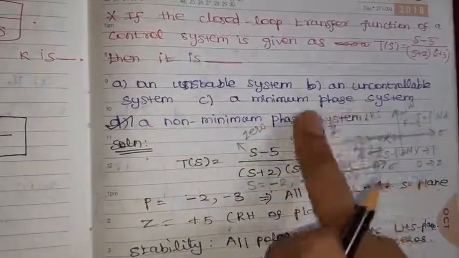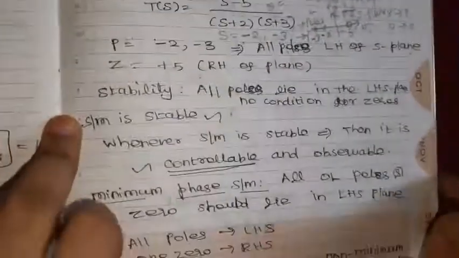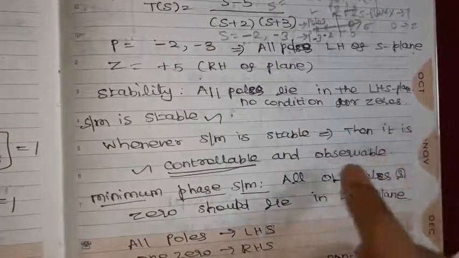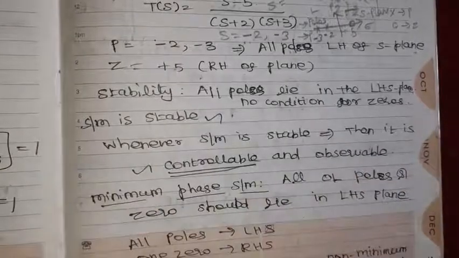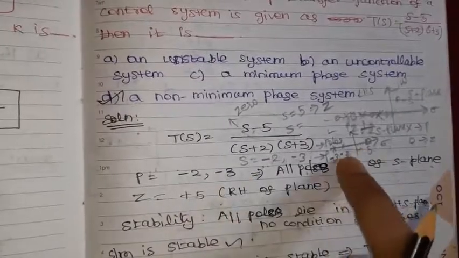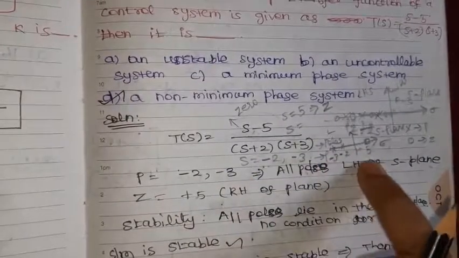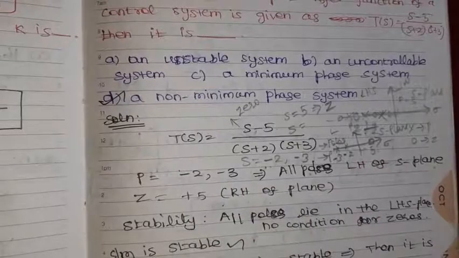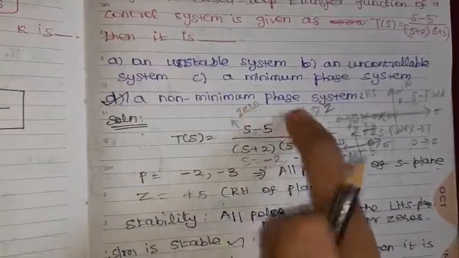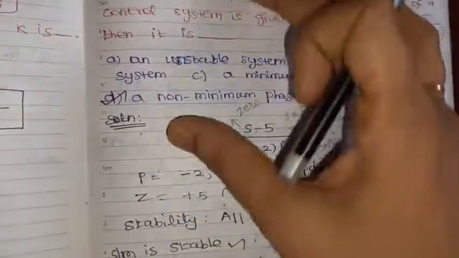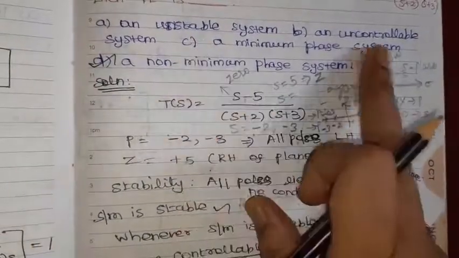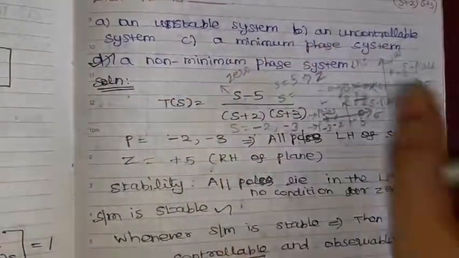Then minimum phase. We will check for minimum phase. What is a minimum phase system? All open loop poles and zeros should lie in the left half of S plane. Here, 2 poles are in the left half of S plane, but 1 0 is in the right half of S plane. So this is not a minimum phase system. This is a non-minimum phase system, so non-minimum phase system is the right option. From this question we can know all these conditions: what is stability, controllable and observable, and what is a minimum phase system.